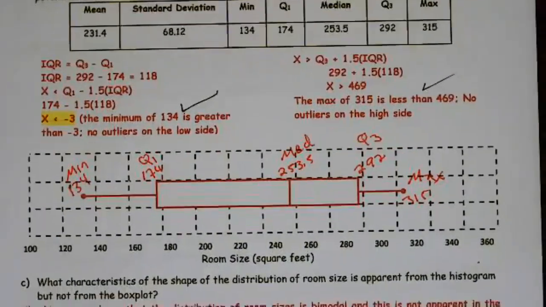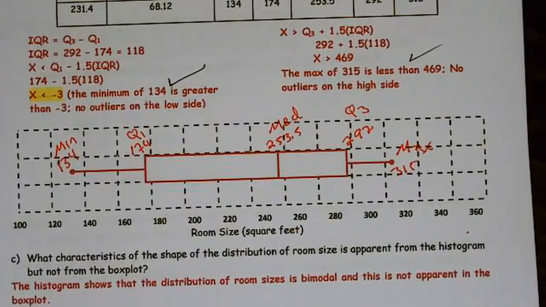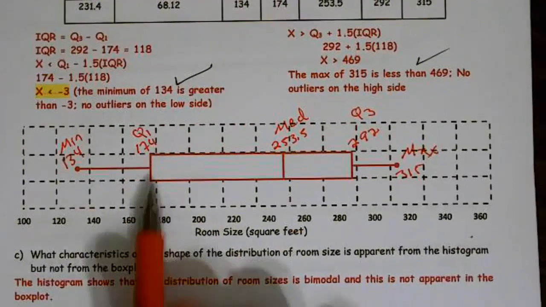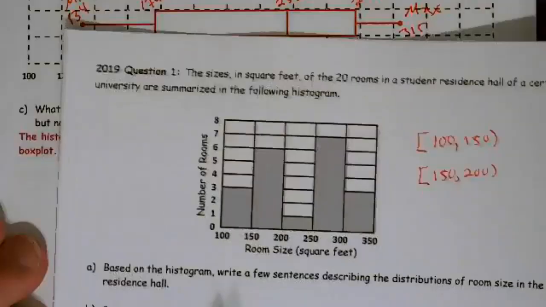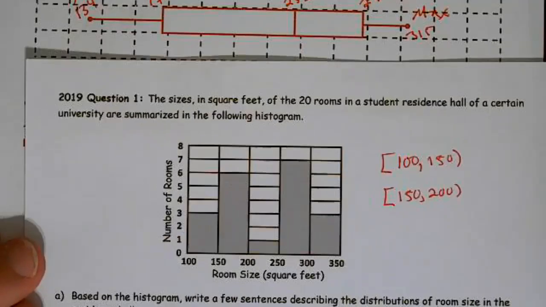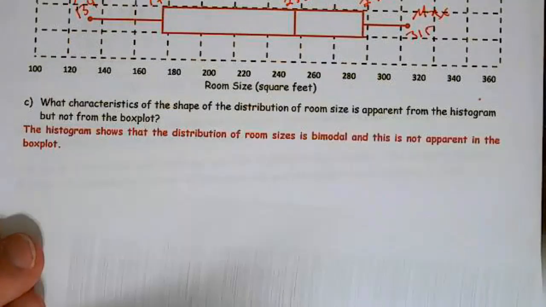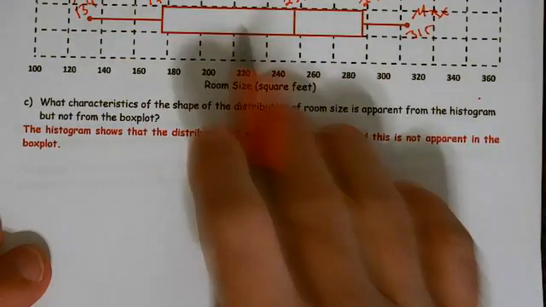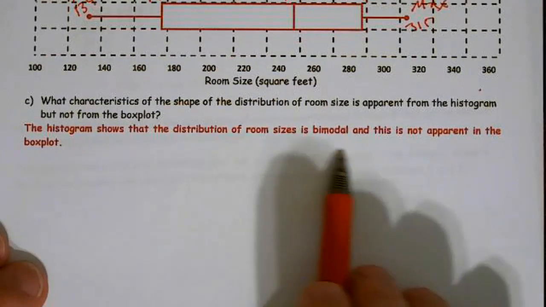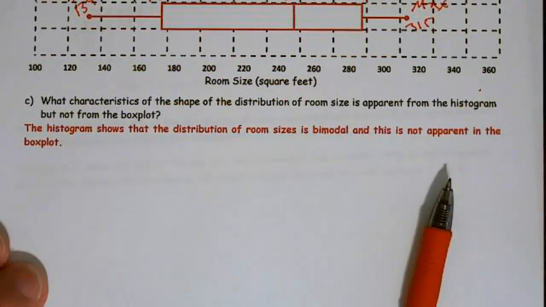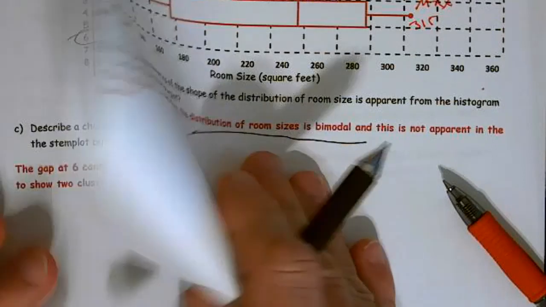Finally, what characteristics of the shape of the distribution of room sizes is apparent from the histogram but not from the box plot? Well, when I look at the box plot, I cannot tell. I don't see bimodal. When I look at the histogram, it's very apparent that I have 2 separate peaks, that it is in fact bimodal, and I cannot see that on the box plot. So the histogram shows that the distribution of room sizes is bimodal and it is not apparent on the box plot. Please make sure you make those comments in context every single time.